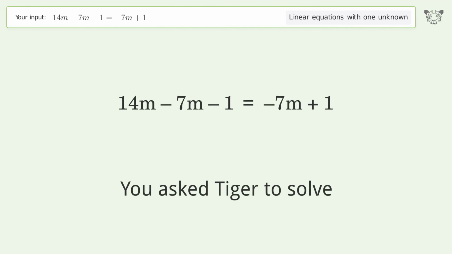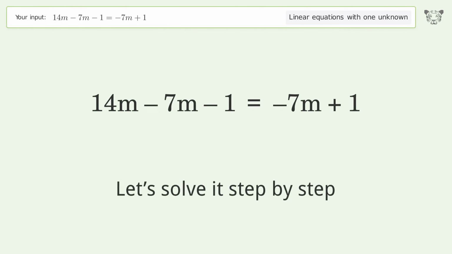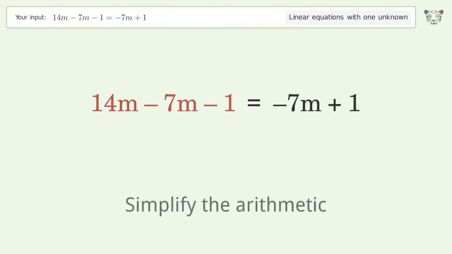You ask Tiger to solve. This deals with linear equations with one unknown. The final result is m equals 1 over 7. Let's solve it step by step. Simplify the expression. Simplify the arithmetic.